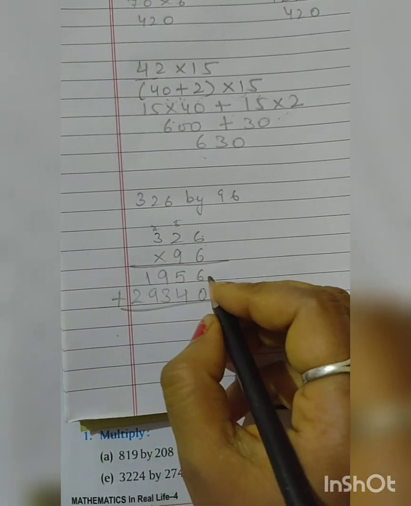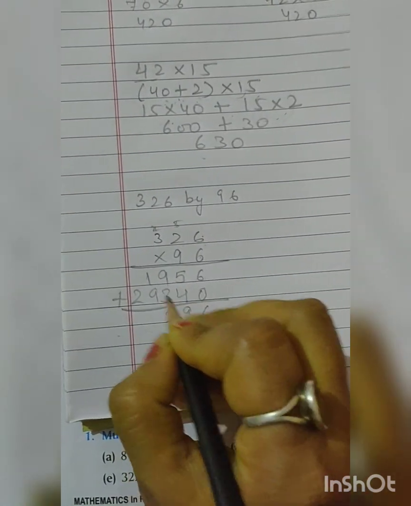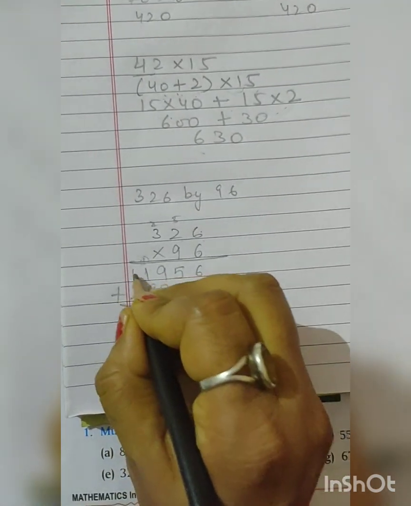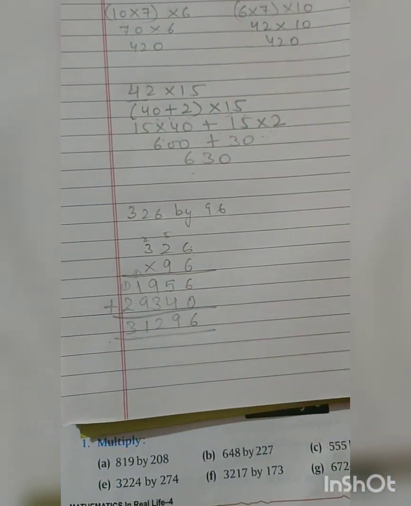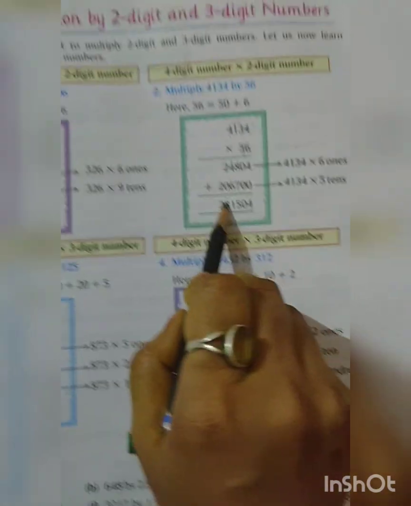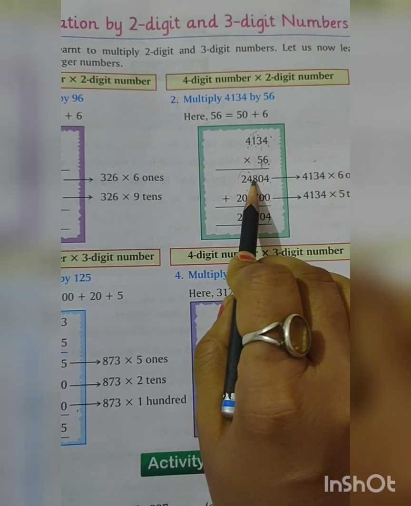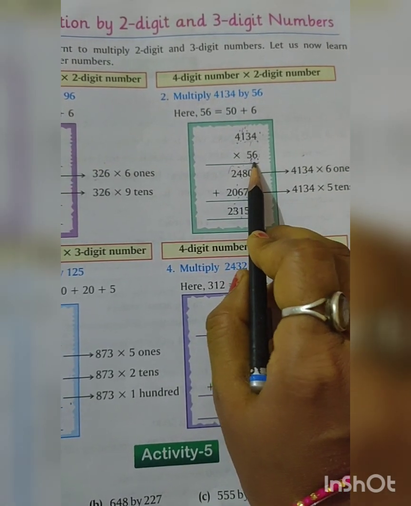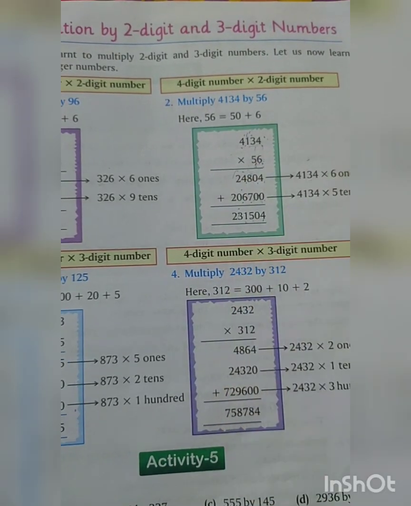Now we have to add these two. 6 plus 0 6, 5 plus 4 9, 9 plus 3 12, 1 carry is there, 9 plus 1 10 and 1 11, 1 carry is there, and this is 3. So the answer is 31296. We can see here also, in this question, when we multiply 4-digit number by 2-digit number, the process is same. We have to multiply all the 4 digits by 6 first, that is at ones place, and then we have to put 1 zero and then multiply all these 4 digits by 5.